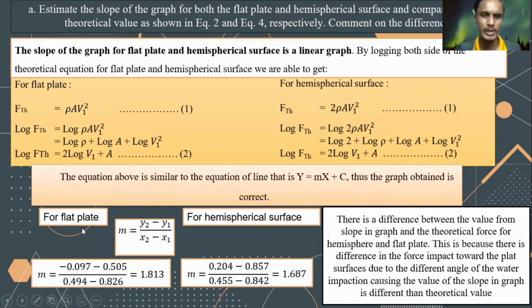So for the flat plate, the gradient is 1.813, and for the hemispherical surface the gradient is 1.687. There is a difference between the slope values from the graph and the theoretical values for the hemisphere and flat plate. This is because there is a different force impact toward the plate surface due to the different angle of the water impaction, causing the slope in the graph to differ from the theoretical value.